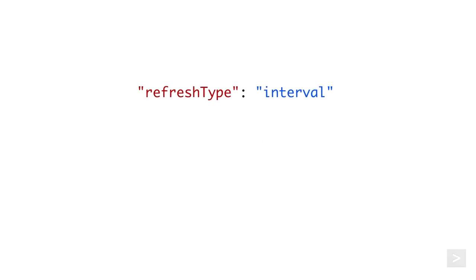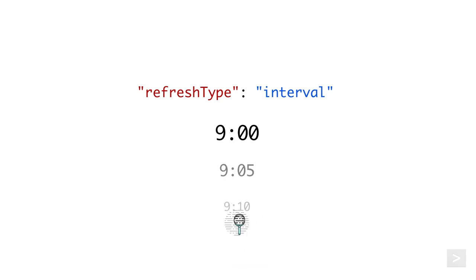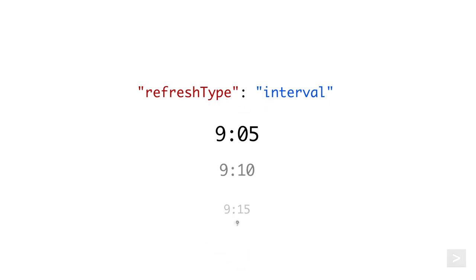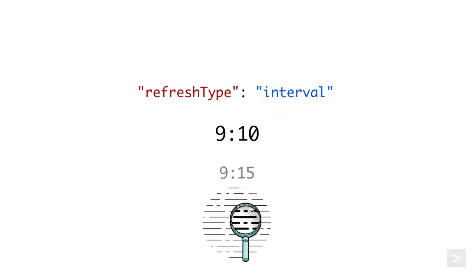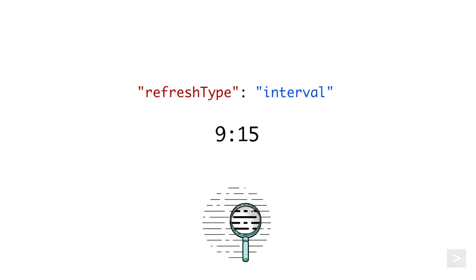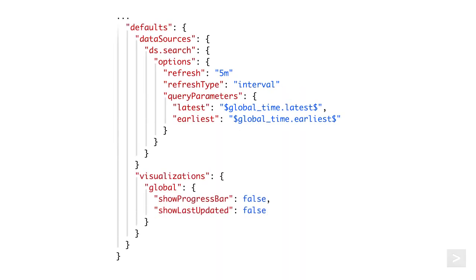Changing the refresh type to interval will cause Splunk to execute the search at the specified time intervals, regardless of whether or not the previous search has completed. If a search is scheduled to run every 30 seconds, but takes more than 30 seconds to complete, the search job will terminate and will begin again at the scheduled interval. Let's take a closer look at this example.